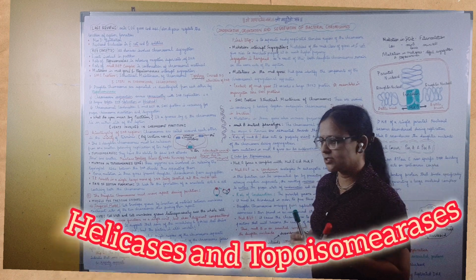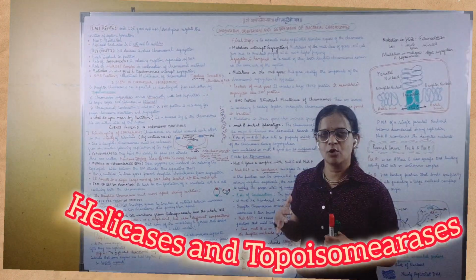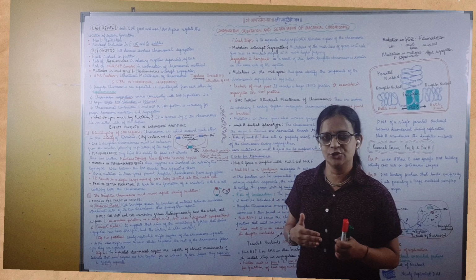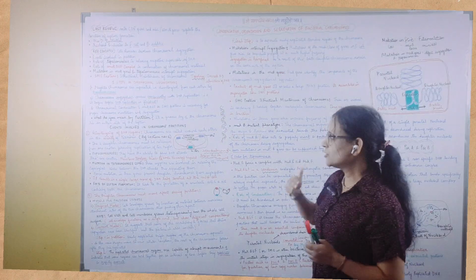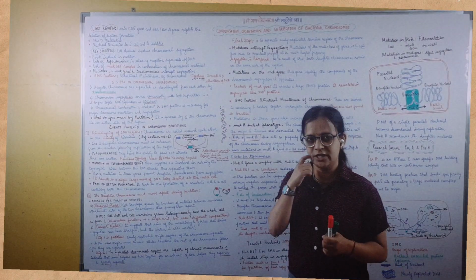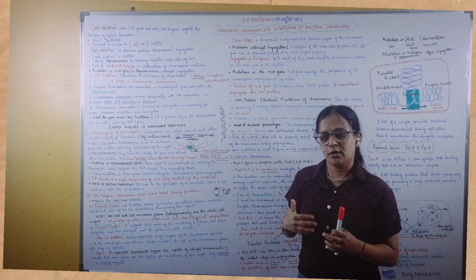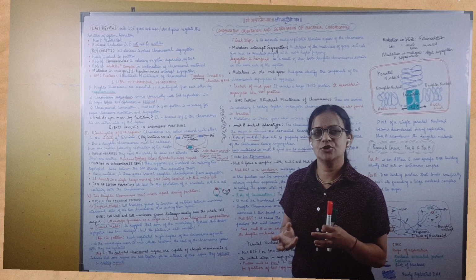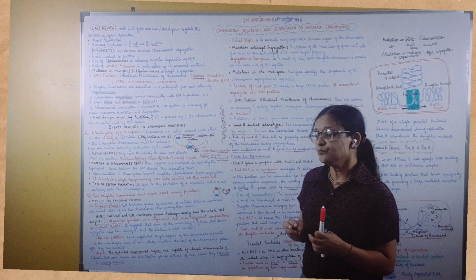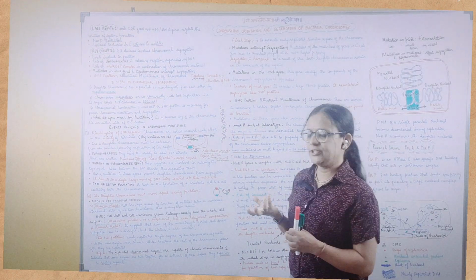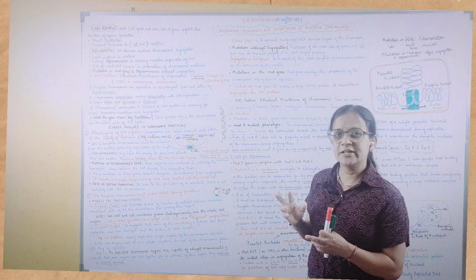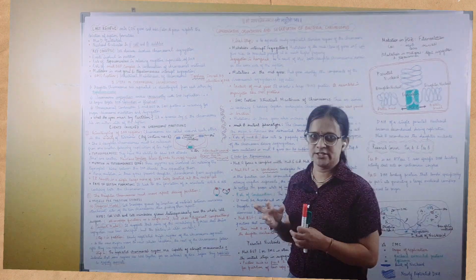Helicases break the hydrogen bonds between the nitrogenous bases, that is between A and T and between G and C, right? But topoisomerases are involved in the topology of the DNA. Topology meaning the three-dimensional structure of the DNA, right? So the overall three-dimensional structure of the DNA is maintained by the enzyme topoisomerases.